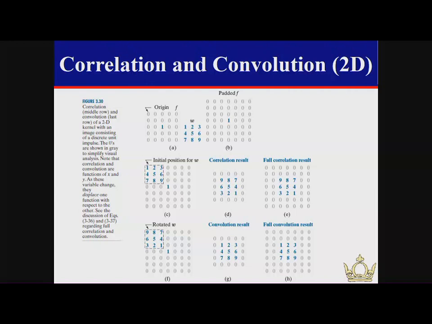Then move forward and multiply to the corresponding pixel values. Next, if I move this mask down to here, I can see 9 multiplied by 1, so I got 9 here. Then I move from left to right, top to bottom, and I get a result like this. If I keep all the borders like this, after the correlation we have a result like this.